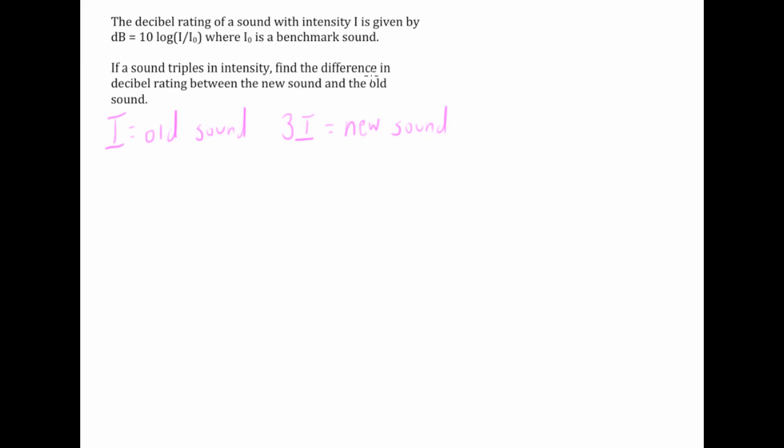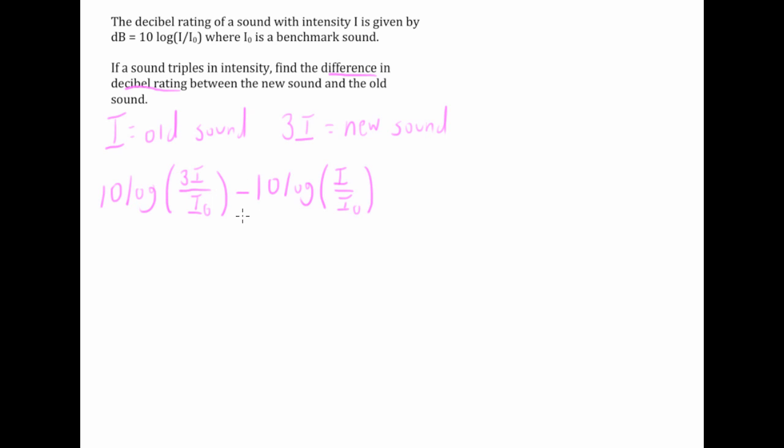Note that we're talking about a difference in decibel rating. So the expression we want to start with is the decibel rating for the new sound and the decibel rating for the old sound with subtraction in the middle. So 10 log of 3I over I sub 0 minus 10 log of I over I sub 0. We want to manipulate this until, believe it or not, we're going to get a number out of this.